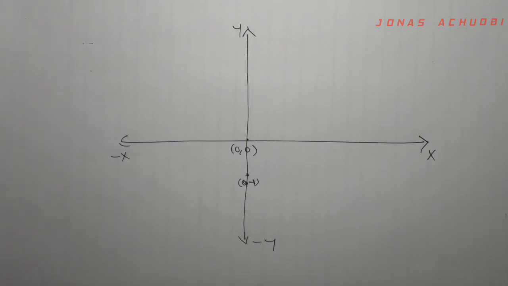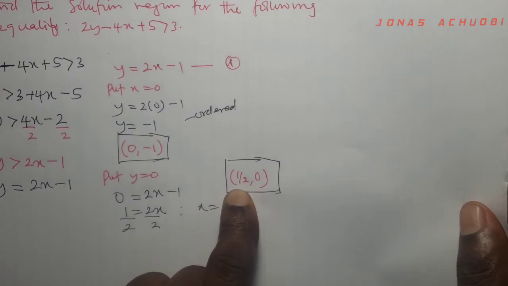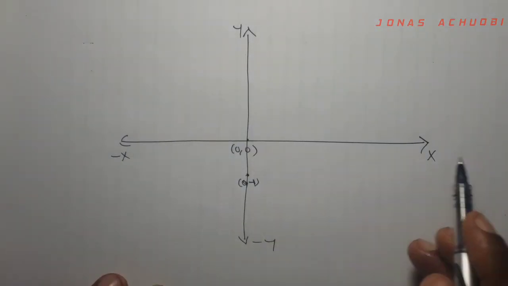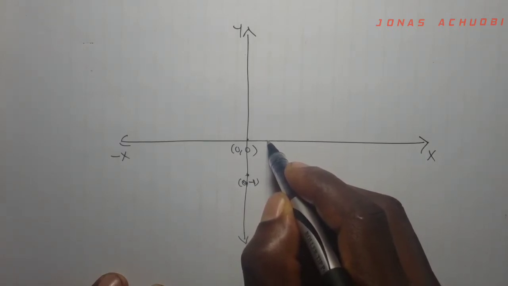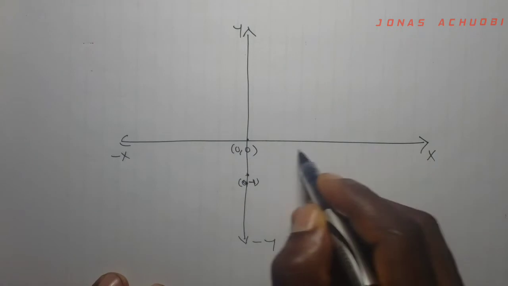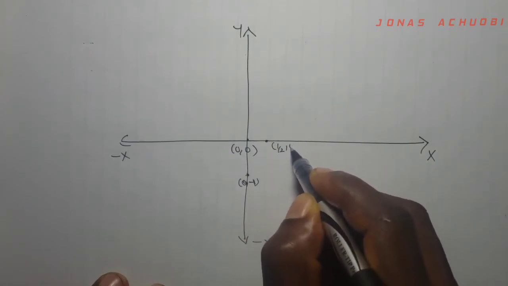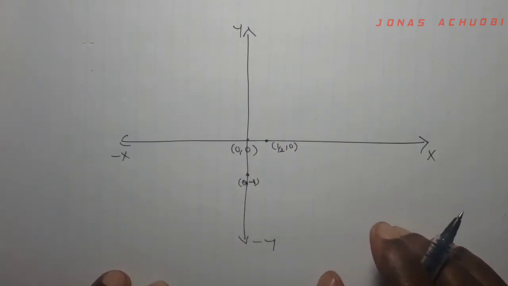The next point is what? Half and 0. When x is 1 over 2, y is 0. So we trace that other point. This is the x-axis. When x is half, let's just call this point half. Y is what? 0. When x is half, y is 0 on the line. So these are the 2 points we have marked on the xy plane.